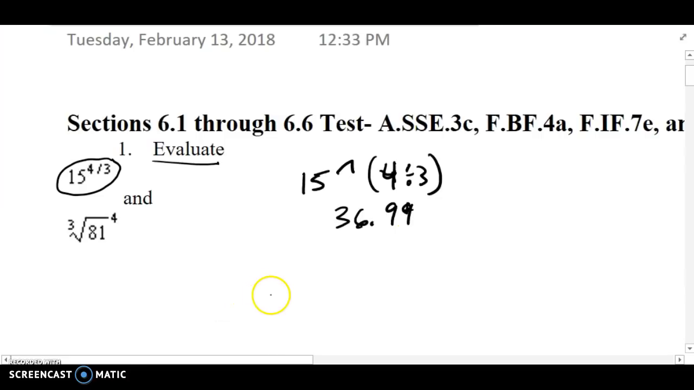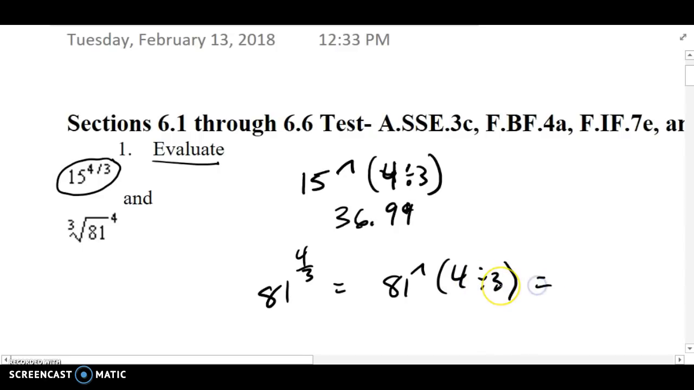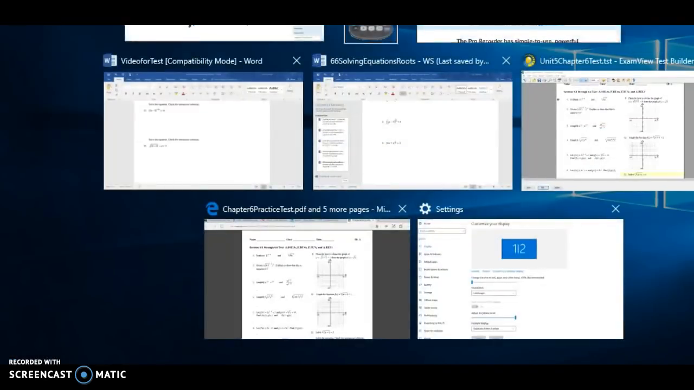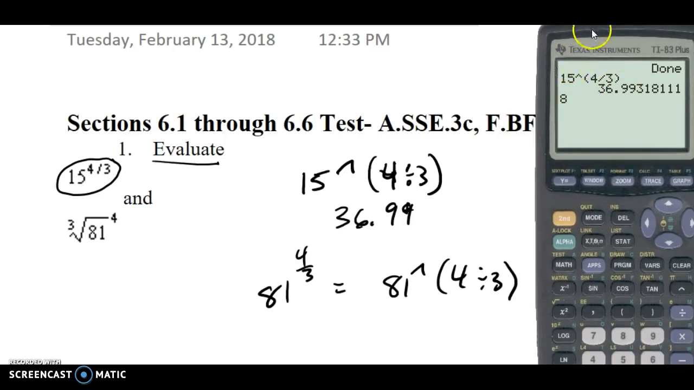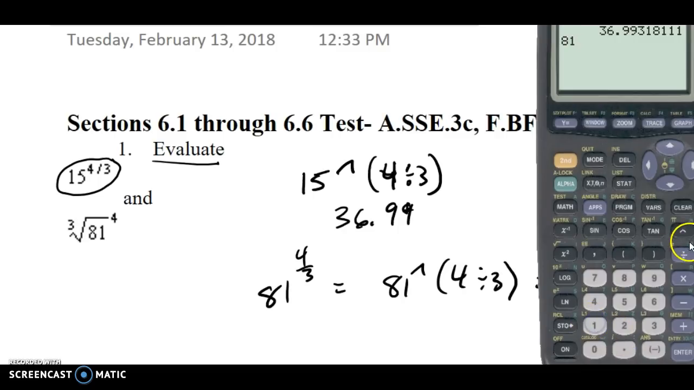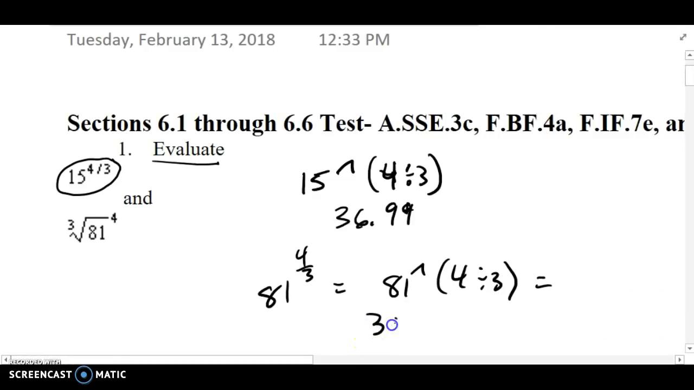The next one here is 81. Just remember that roots are fractional powers. And I think most of you are starting to really figure that out, and never going to forget it after this unit, hopefully. But we're going to put that in the calculator as it's written there. So we have 81, power button, parenthesis 4 divided by 3 close parenthesis, enter. We get 350.47. We're done.